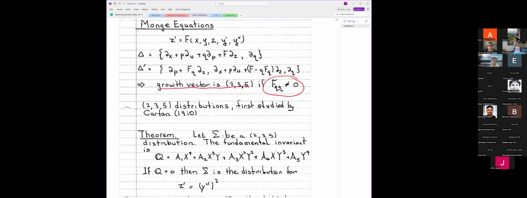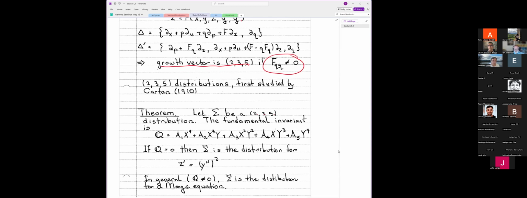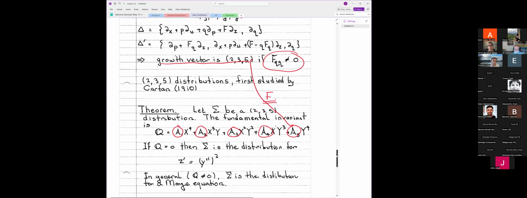There's no easy standard form for a Monge equation, but we do have the following important theorem. Suppose we have a 2, 3, 5 distribution. Then there's a fundamental invariant due to Cartan called the Cartan quartic. You can hardly write it down; you almost need a computer program to calculate it. All these coefficients here are very complicated functions of the function f used to define the 2, 3, 5 distribution. And if this fundamental invariant is 0, then the distribution is this famous equation called the Hilbert-Cartan equation. We'll see examples of this as we go forward.